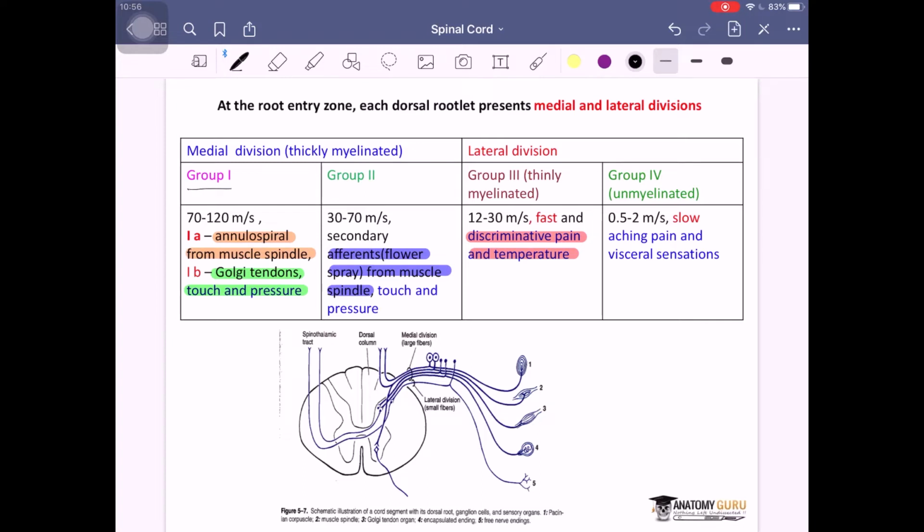Let us look at this. Here you already have a table. You can see group 1 in the medial and group 2 also in the medial. They are thickly myelinated, and here the conduction velocity is given.